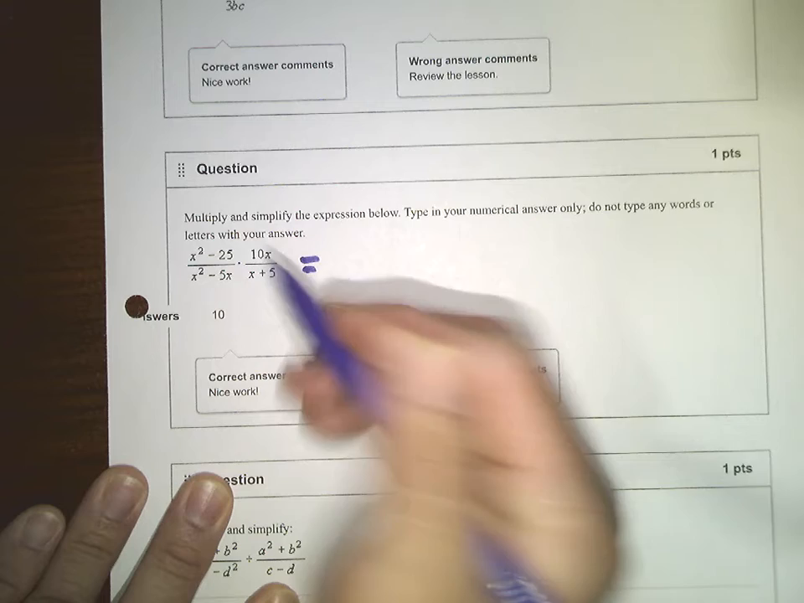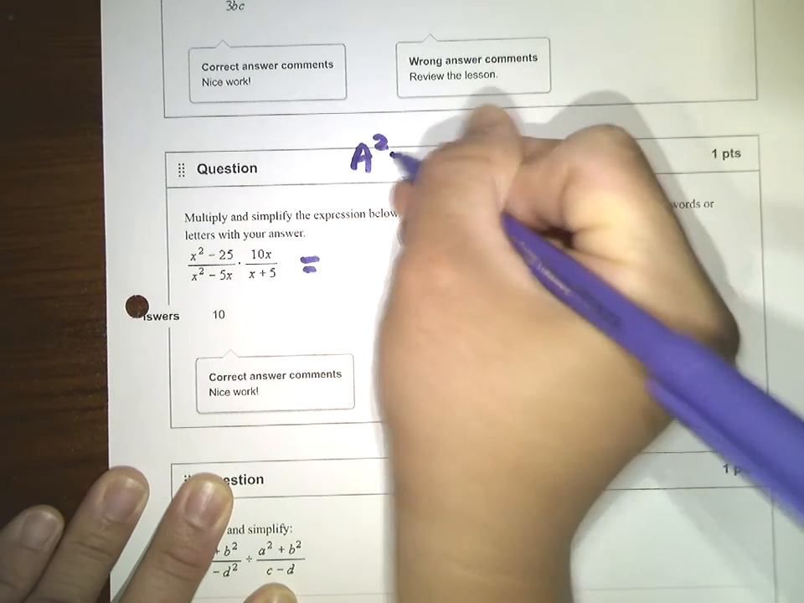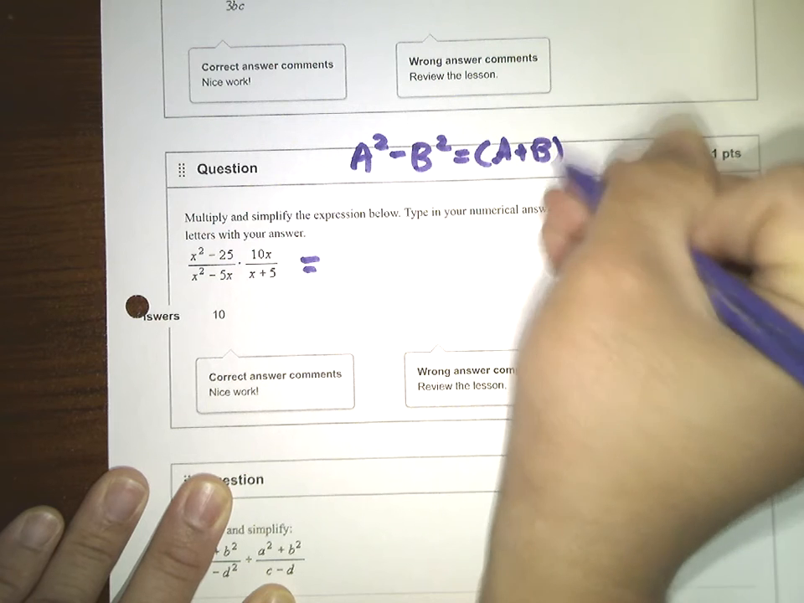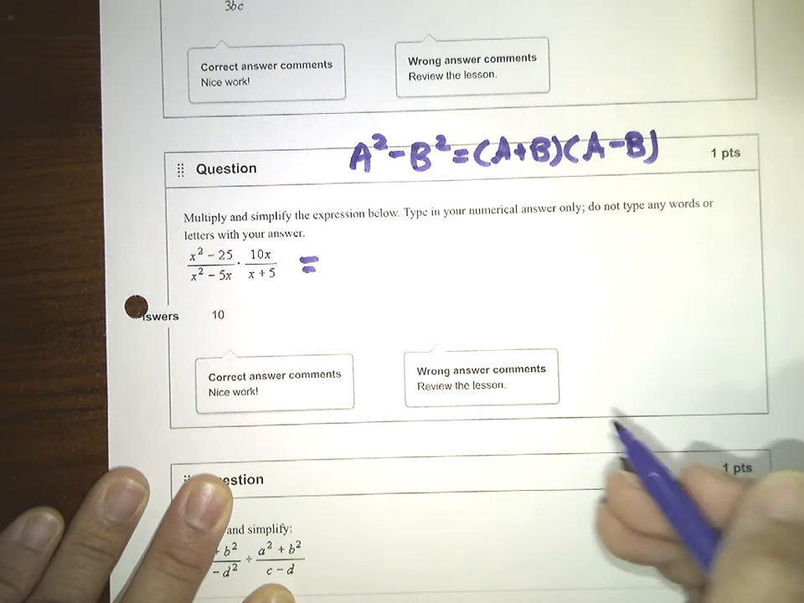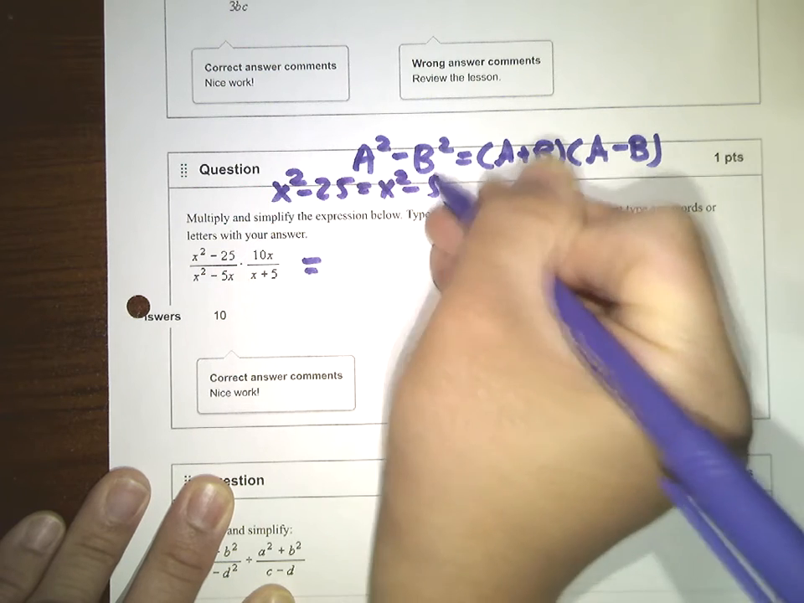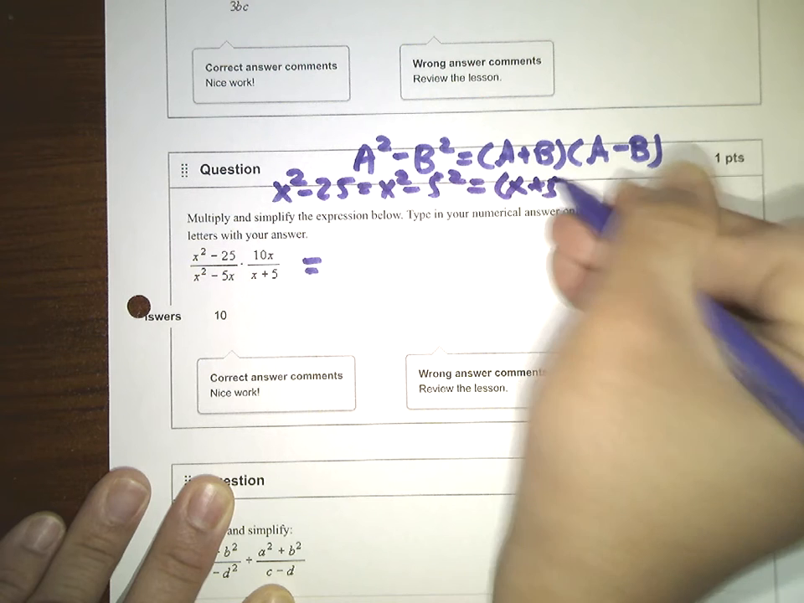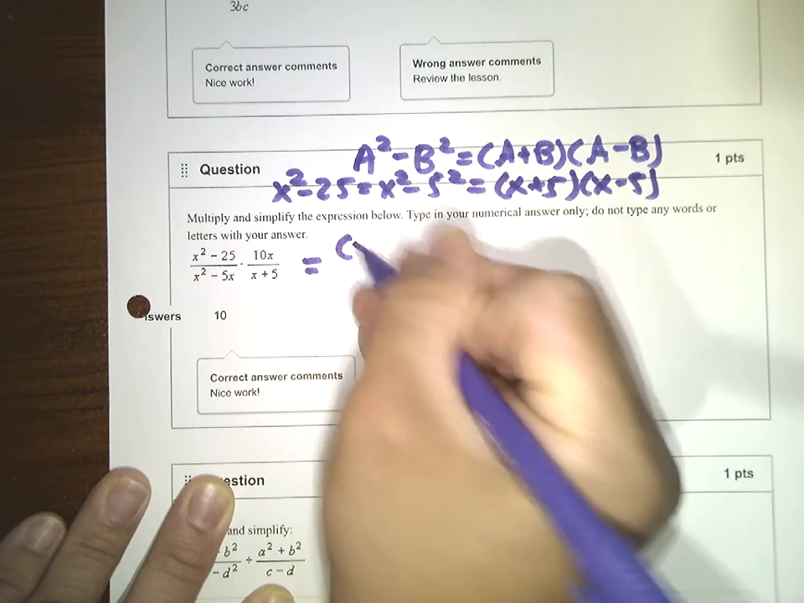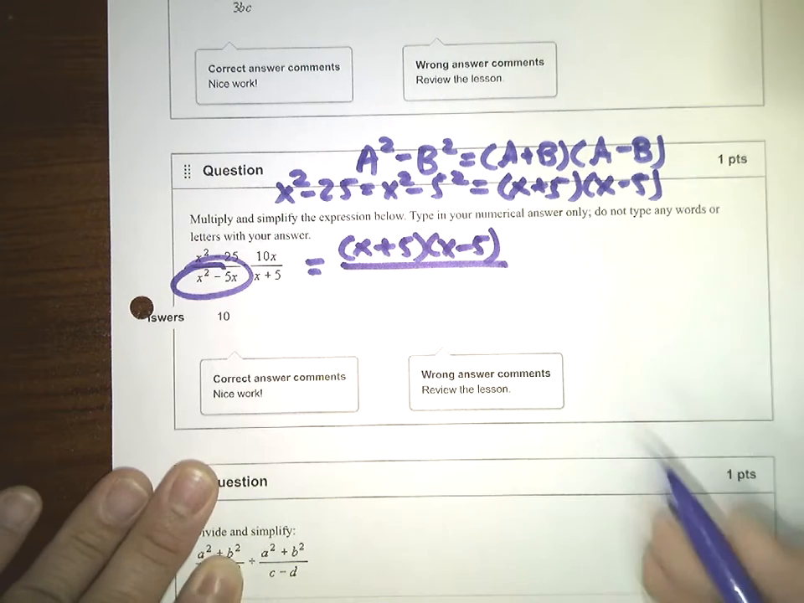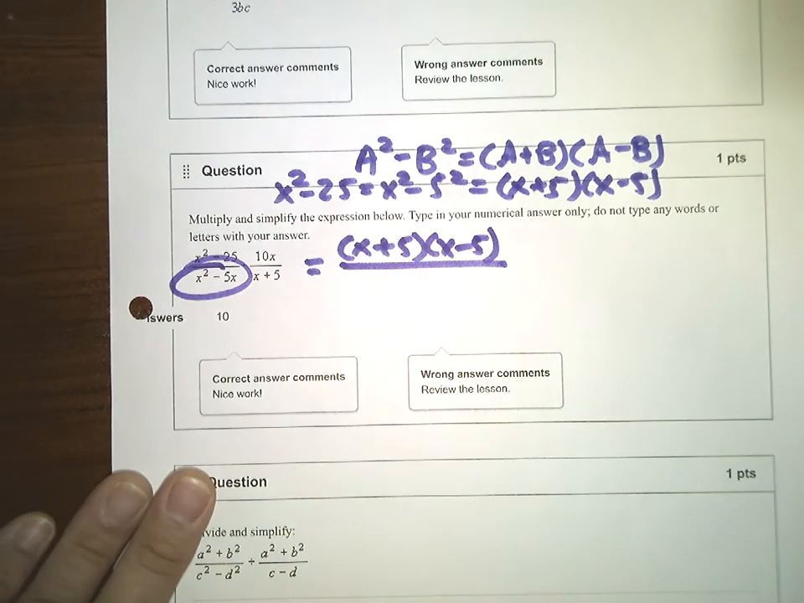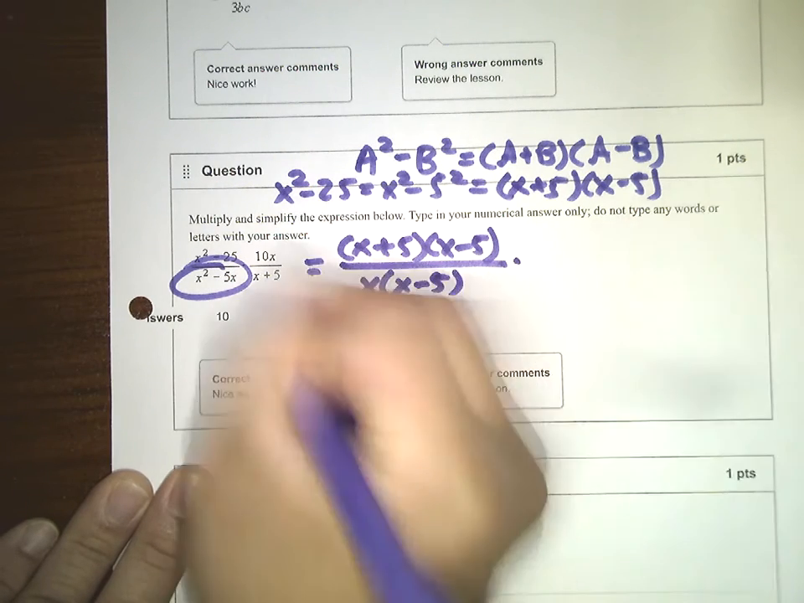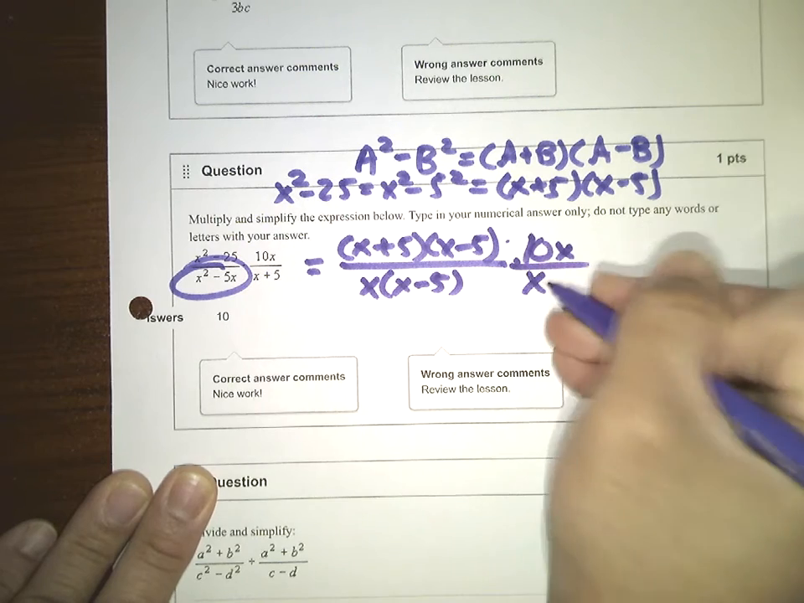So x squared minus 25, I can write that as a difference of squares. So remember, this is what the formula for factoring a difference of squares looks like. So x squared minus 25 is x squared minus 5 squared. So that's x plus 5, x minus 5. And for the x squared minus 5x, we can factor out the GCF of x, so x times x minus 5, and then we have a 10x and a x plus 5 right here.